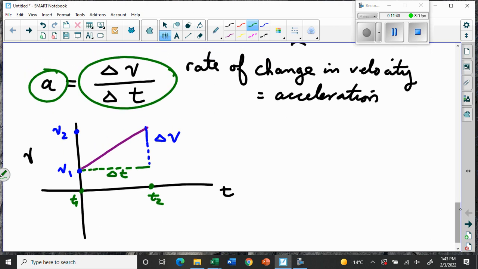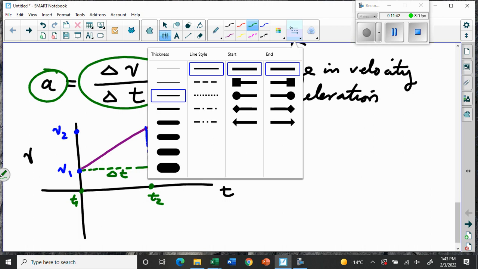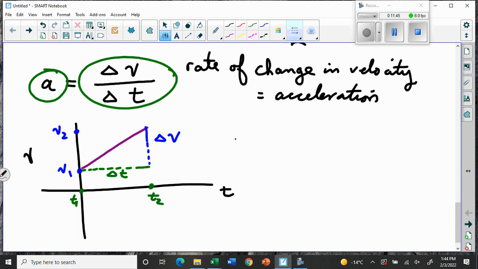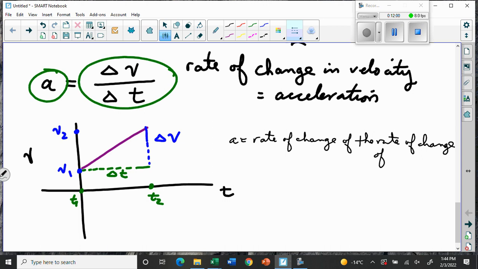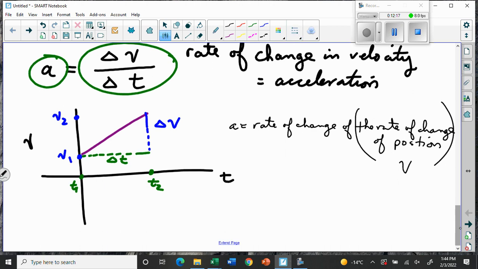Okay? So what's interesting is that acceleration, let me get a thinner line here. Acceleration is the rate of change of the rate of change of position. Because this is what we call velocity. So acceleration is the rate of change of velocity, but it's the rate of change of the rate of change of position.